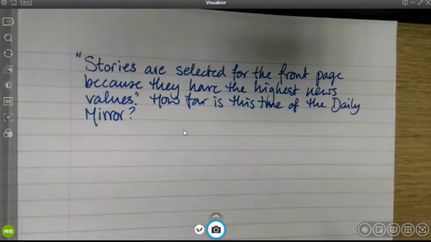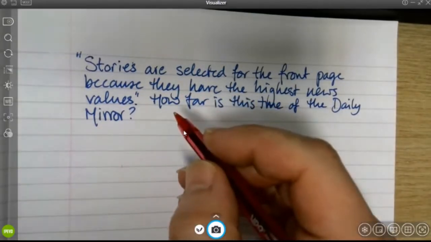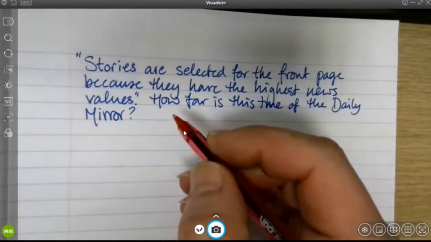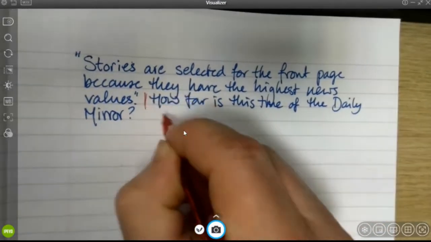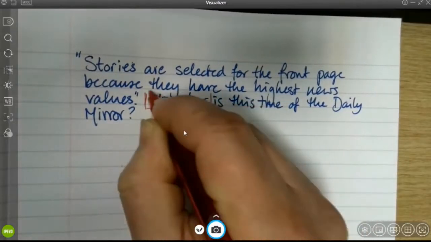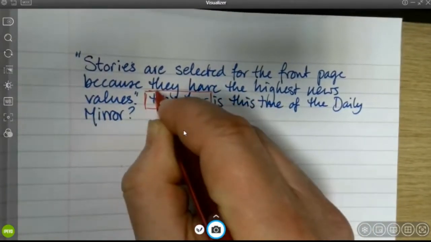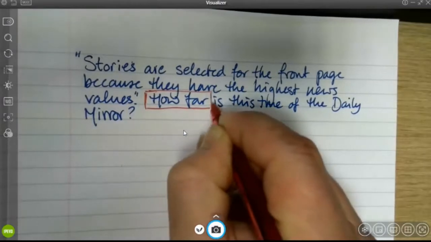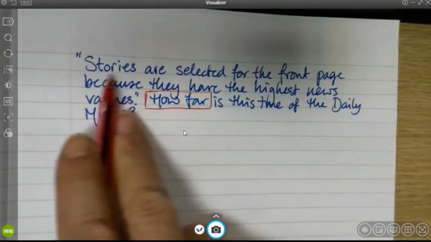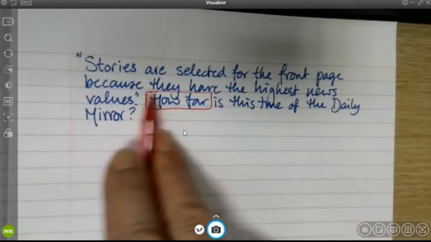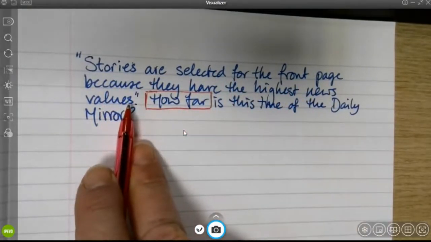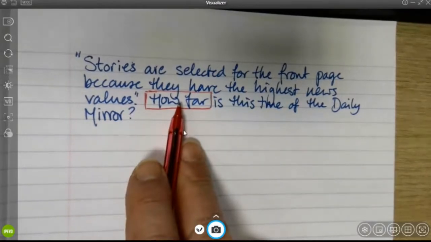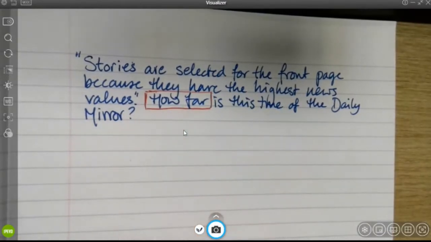So box the command words. Here we've got a how far question. So this is what we're going to be boxing. That's what we need to understand. That's the type of question it is. It's an evaluation question, and we've got this statement here. Stories are selected for the front page because they have the highest news values. Now, we've boxed the command words. Now we need to circle the CSP.